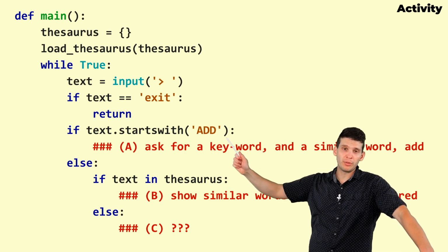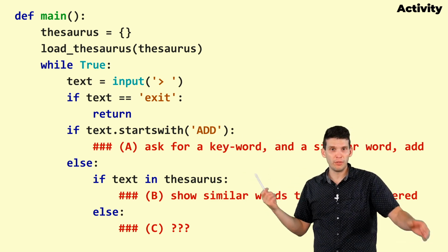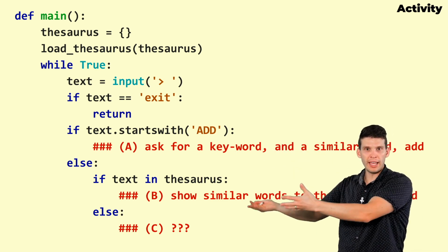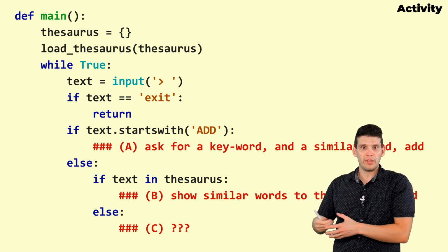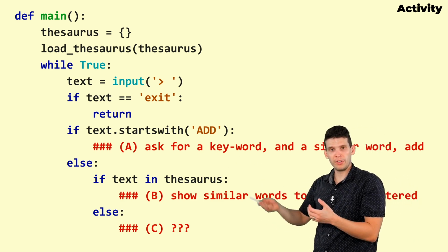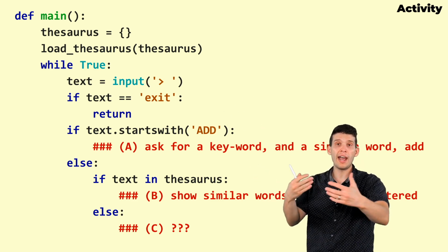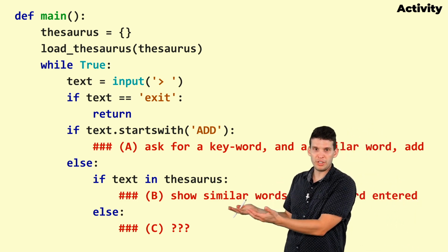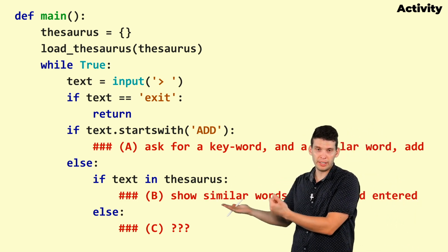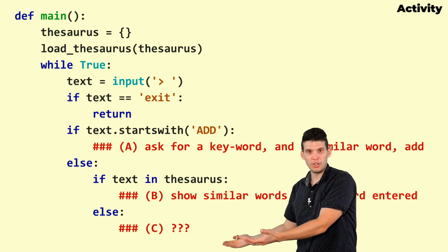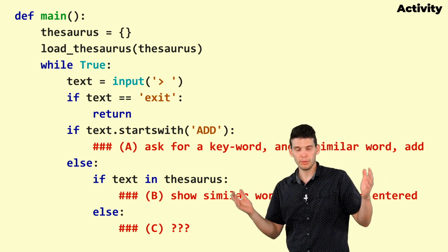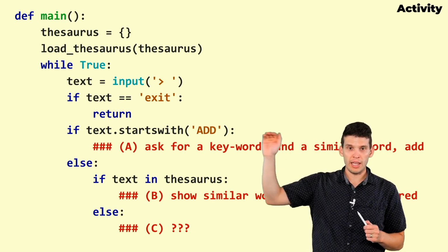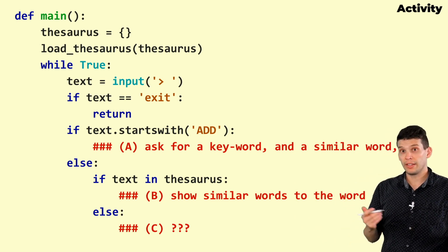If the command starts with add, that indicates that we need to ask the user for the base word and the similar word, and then get that added to the dictionary. The other case is, if it's neither of those two things, we can assume that the user is asking for similar words to this word. But we want to differentiate between whether we actually know about that word and can give the user similar words, or if we don't know about that word, we have to say something like, please try another word. So what should I put in A, in B, and in C to get this finished?